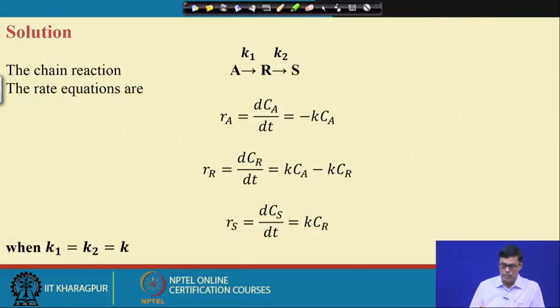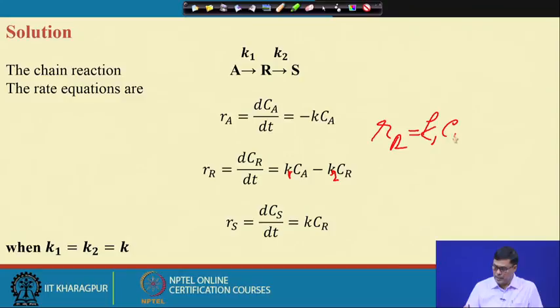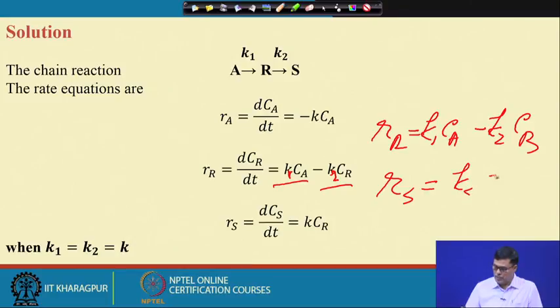Now, first we know that we can write this equation for the rate of degradation of A: r_A equals K1 into C_A. And for R, I can write like this, r_R equals K1 into C_A minus K2 into C_R. And the rate of formation of S, r_S, will be equal to K2 into C_R. We have seen this before also. This is how it can be expressed.